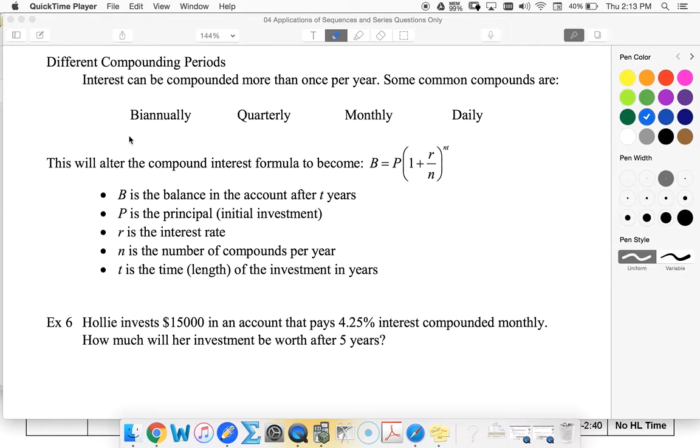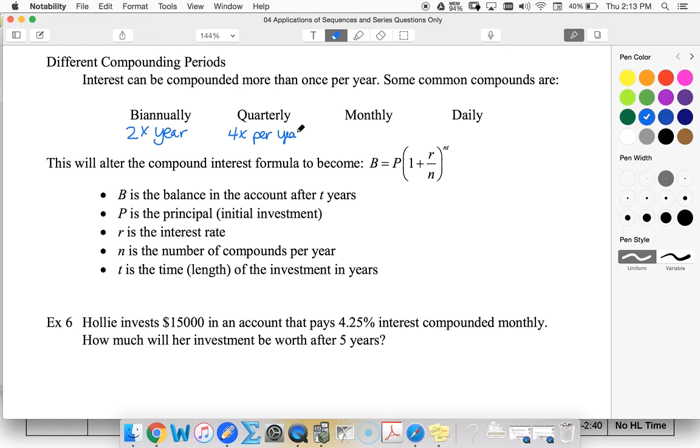All right, so now we're going to think about what happens if we compound more than once a year. So biannually would mean 2 times a year. Quarterly is 4 times per year. Monthly is 12 times per year. And daily is 365.25 compounds per year.